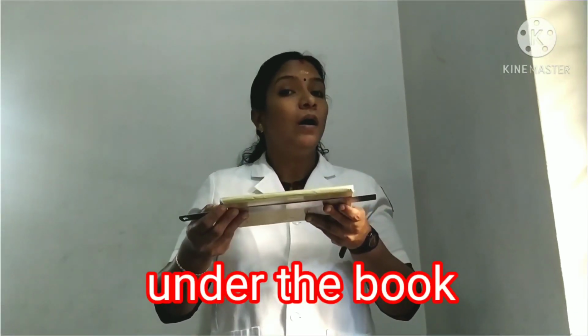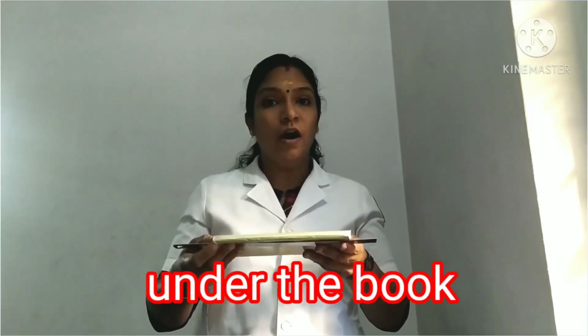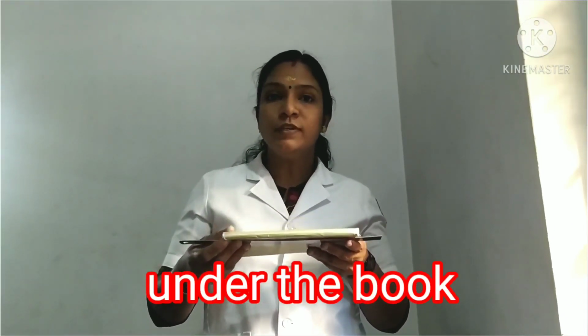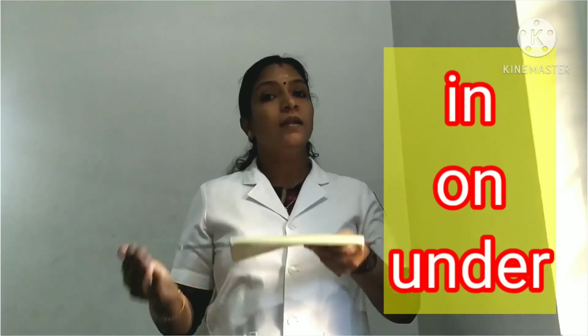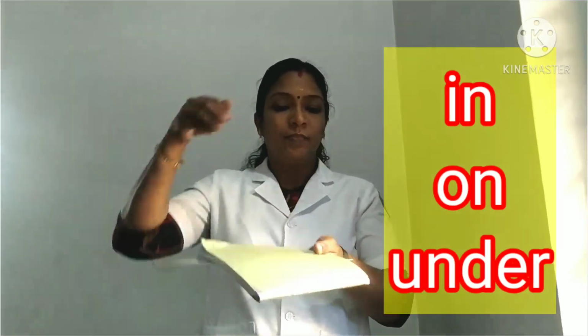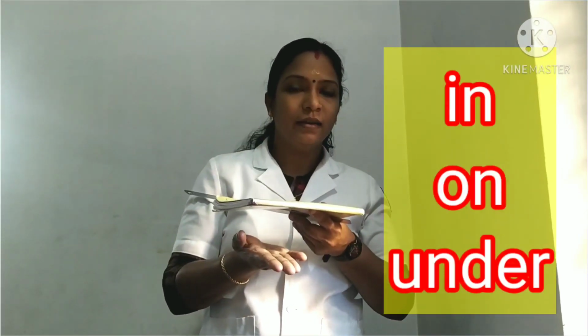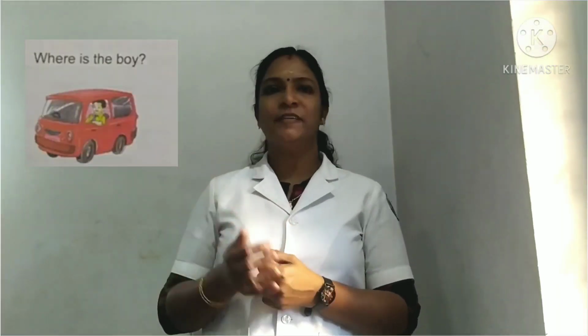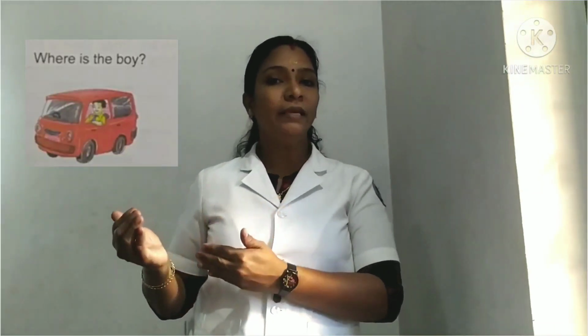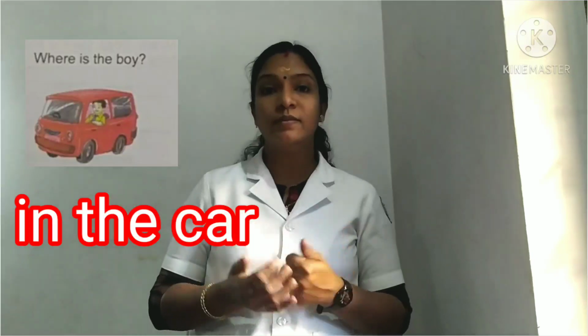I hope all of you understood the use of position words. Which are the position words? Yes, in, on, under. Isn't it? Is it clear? Yes. Now, let us see some more examples. See this picture. Where is the boy? Yes, the boy is in the car.